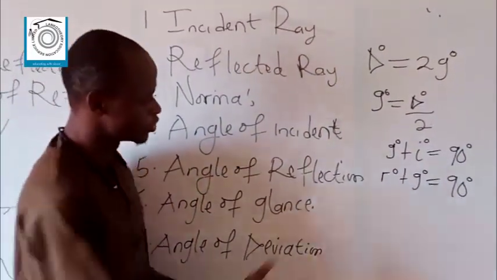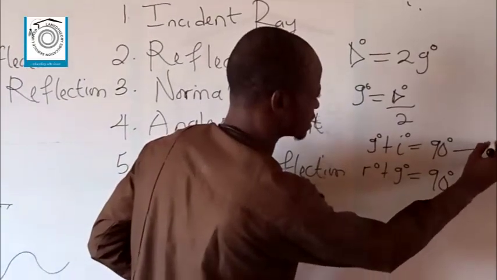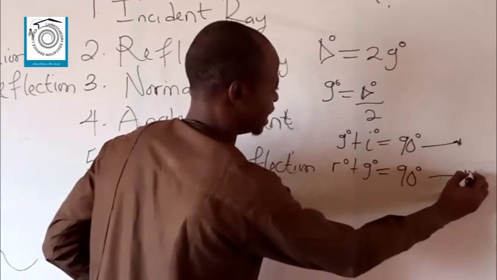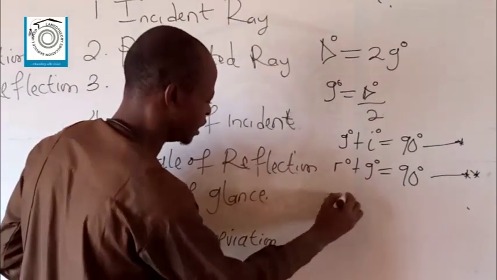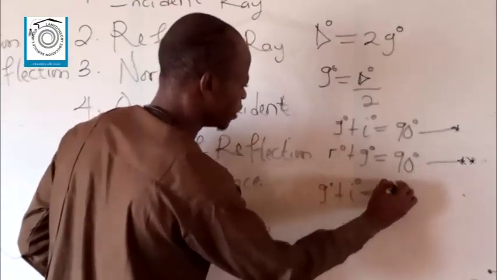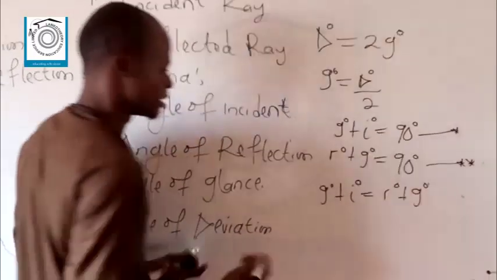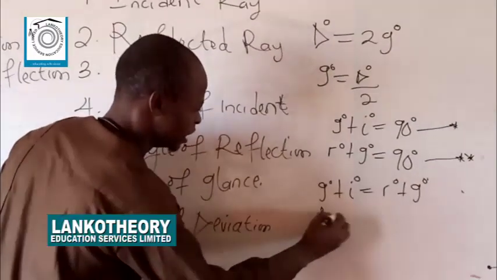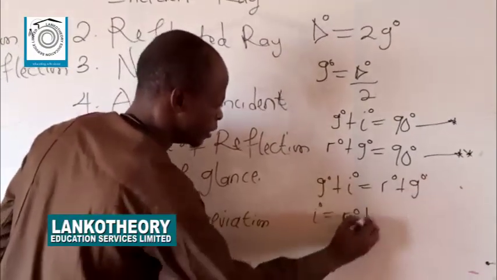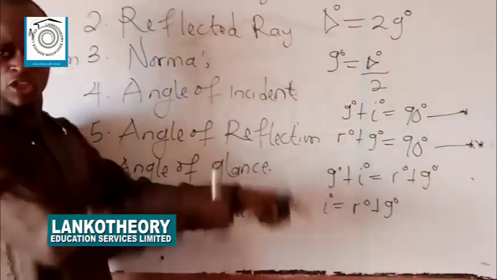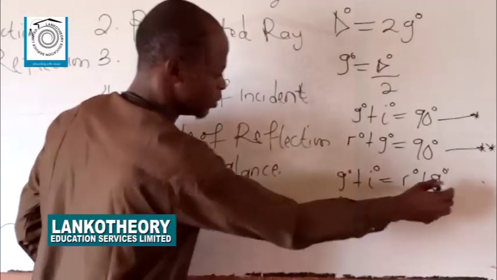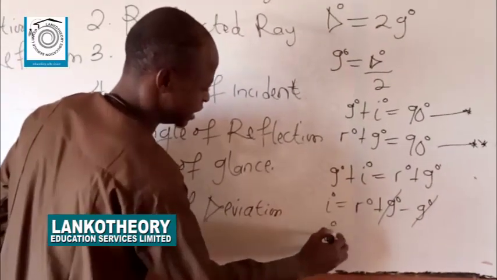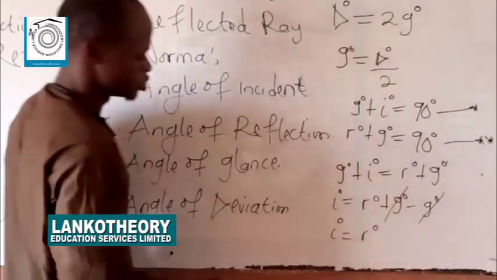The same. So from these two claims, if I call this one star, and I call this one star star, if I equate star and star star, you observe that G degree plus I degree will be equal to R degree plus G degree. If you simplify for that, you have I degree equal to R degree plus G degree. If you transfer this to the other side, you are going to have minus G degree. You observe that this G degree cancels. What do you have here? You have I degree is equal to R degree.